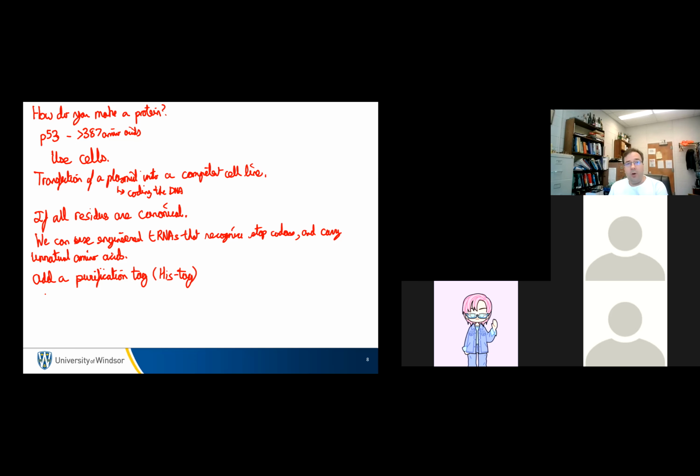That's really important because the cell is making all these proteins. It's not just making your protein, it's making all of its other proteins. You need to get your protein separate from all the other proteins, so you need to add some sort of purification tag, or you need to find some way to purify your protein.